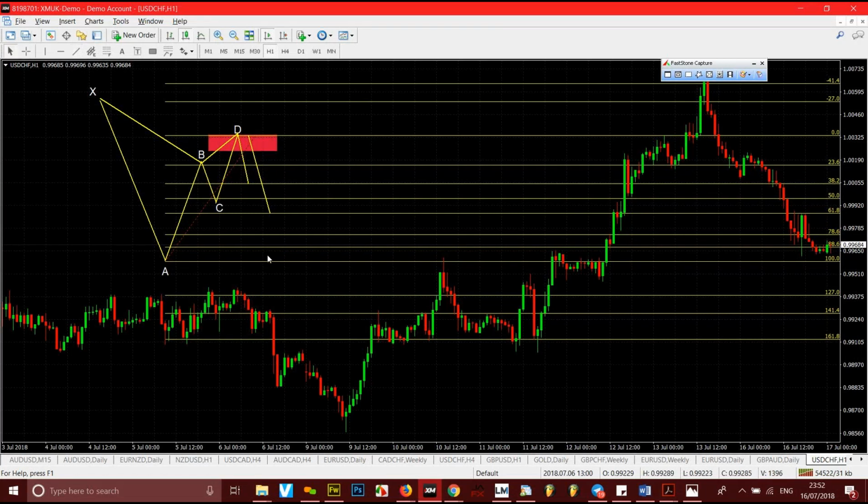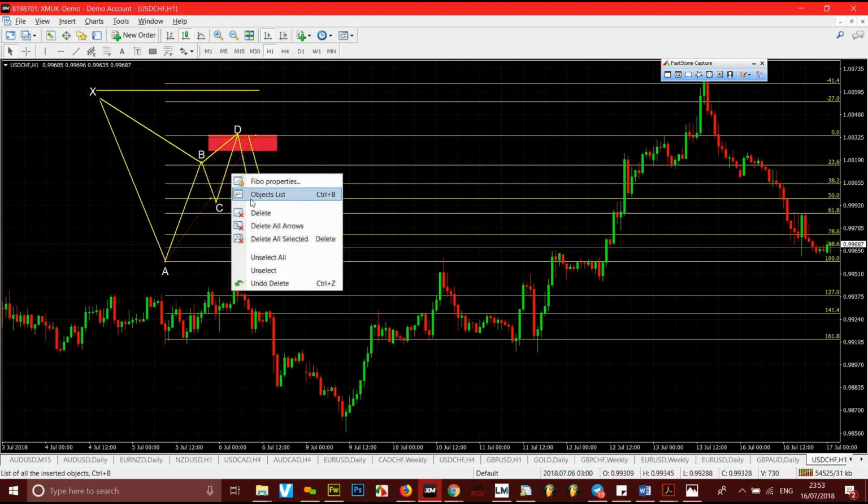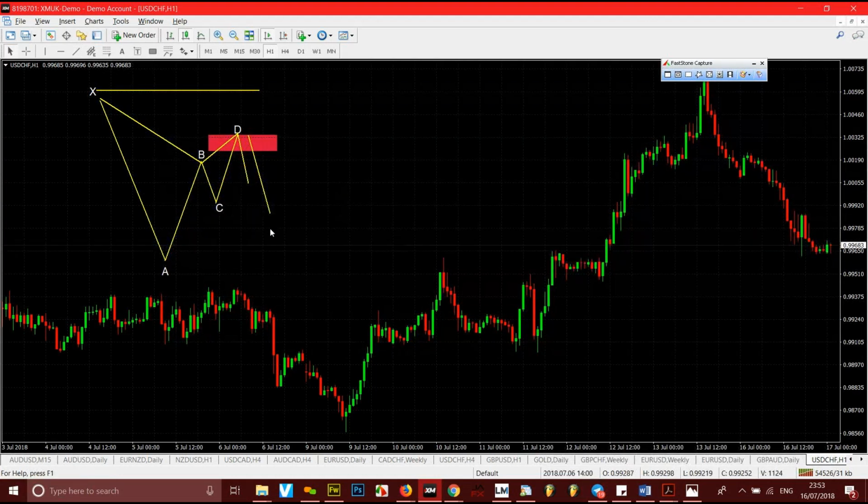And where would be my stop loss? Unfortunately, this is really high. So my stop loss would be some 10 to 20 pips around here. That's where my stop loss would be. So let me take that out of there. It's as simple as that.